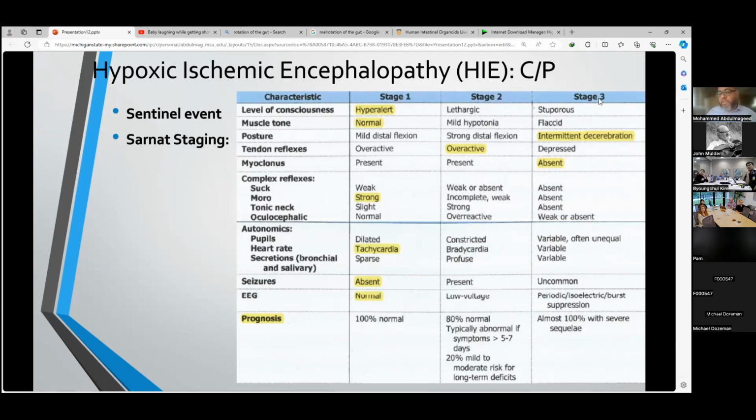The most severe form is stage 3. The baby will be stuporous, flaccid, will have decerebration, no reflexes at all, and variation in his autonomics, like pupils that are unequal, heart rate that is variable, and will have seizures. Seizures are not as common as in stage 2, but still present, and there will be burst suppression on EEG. Unfortunately, 100% of those babies will have severe sequelae even with treatment.